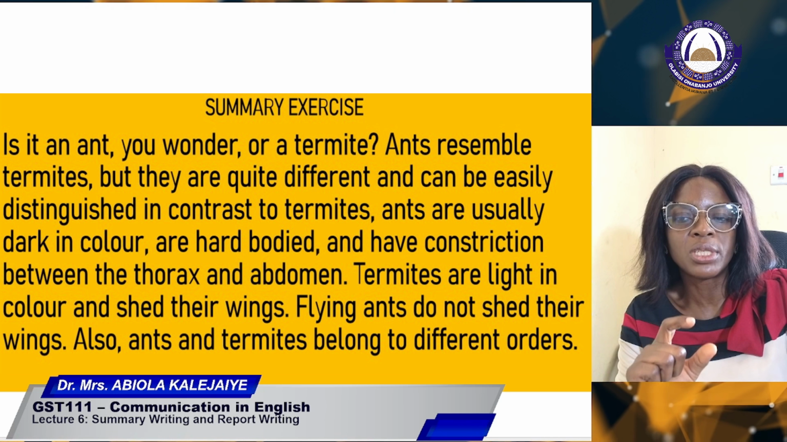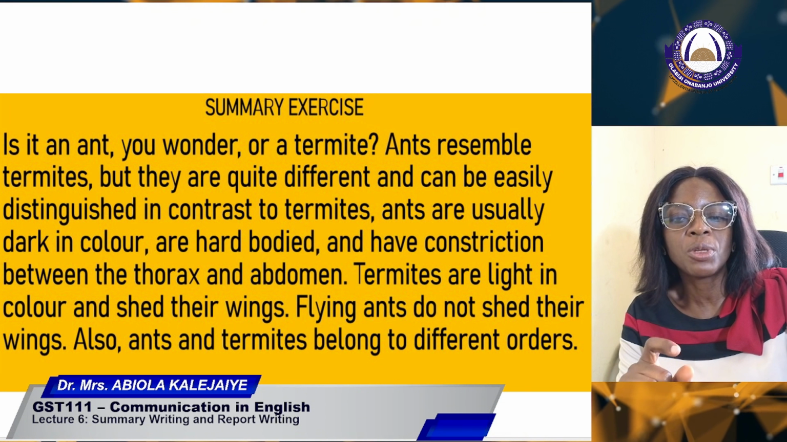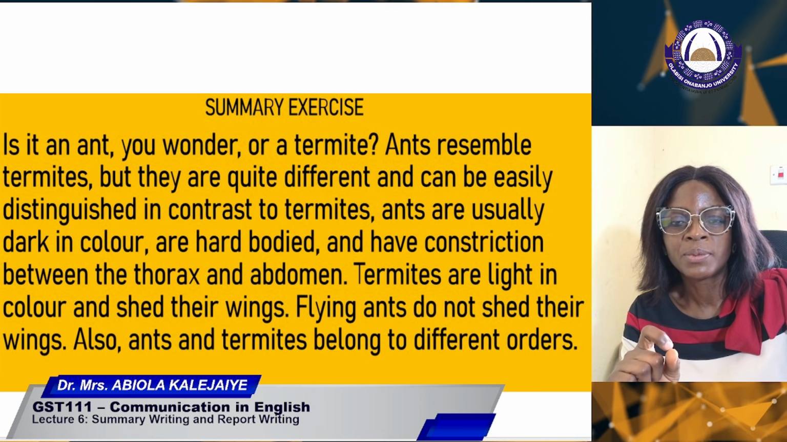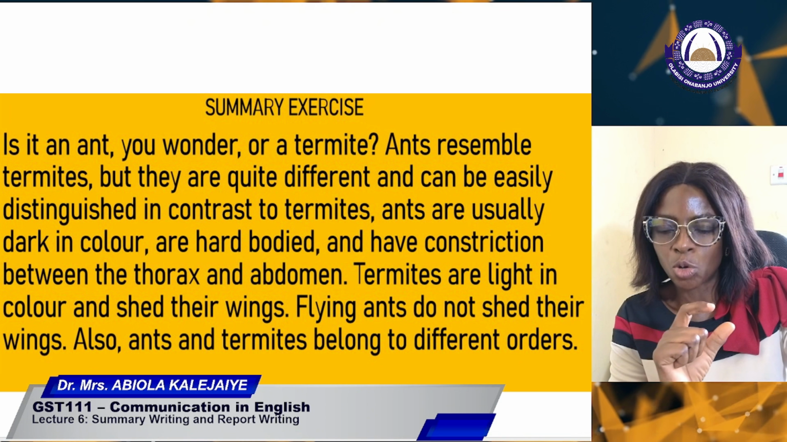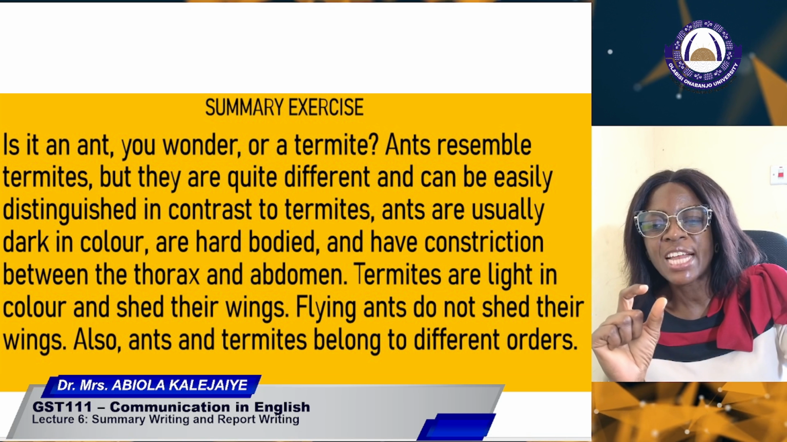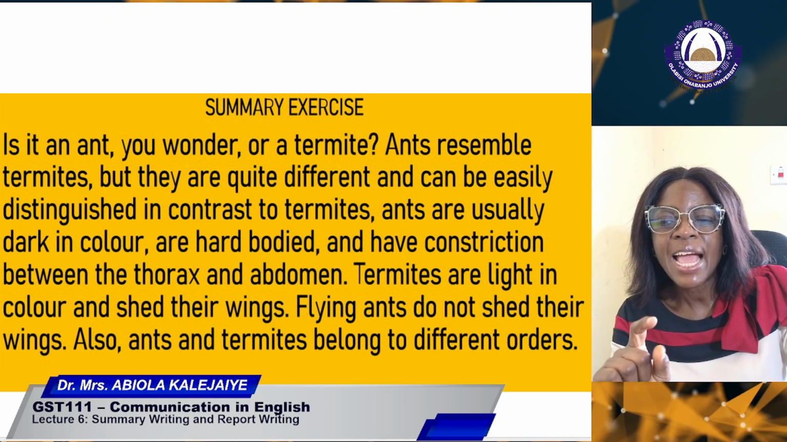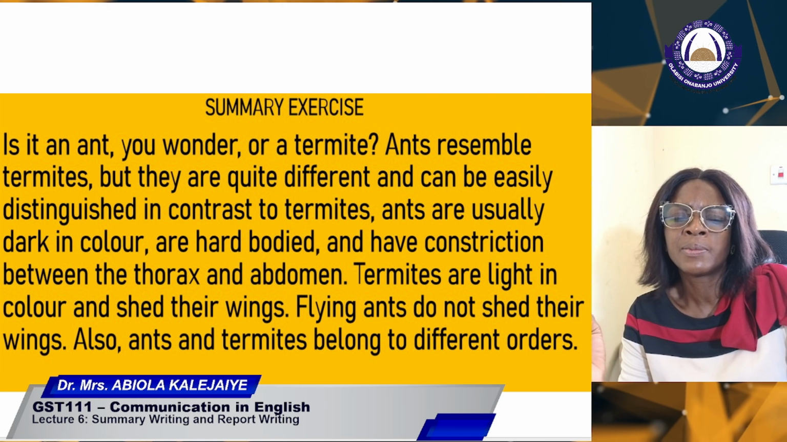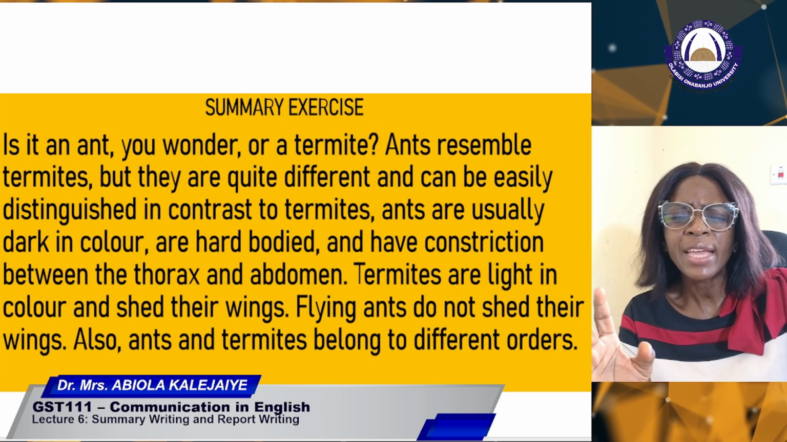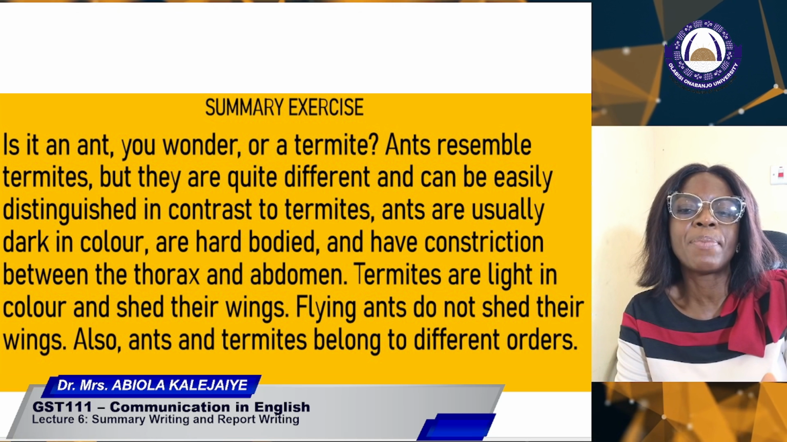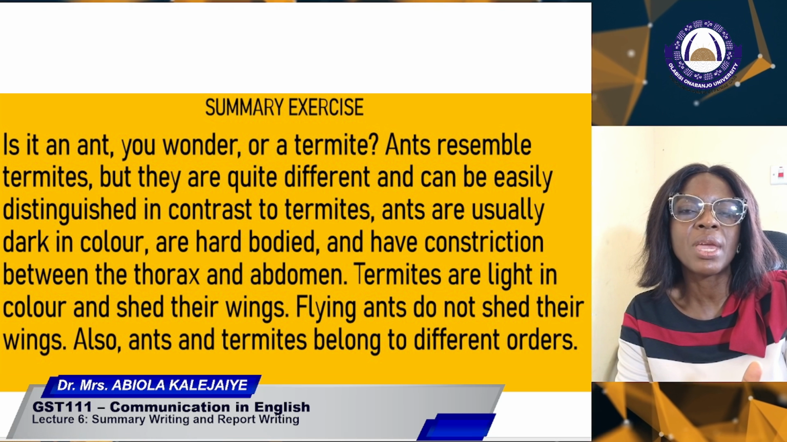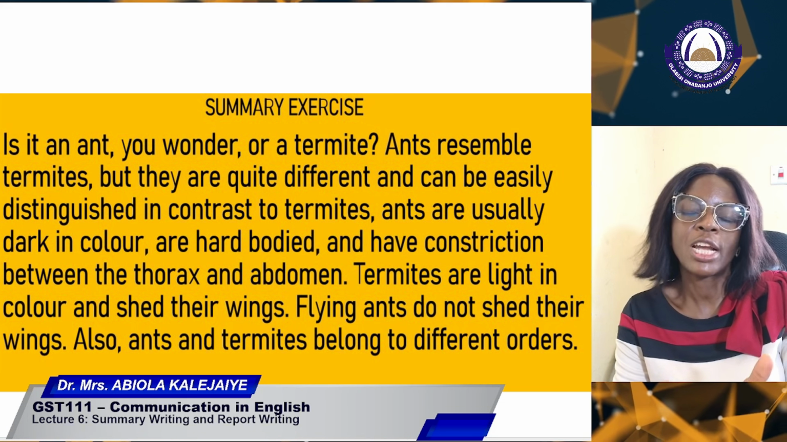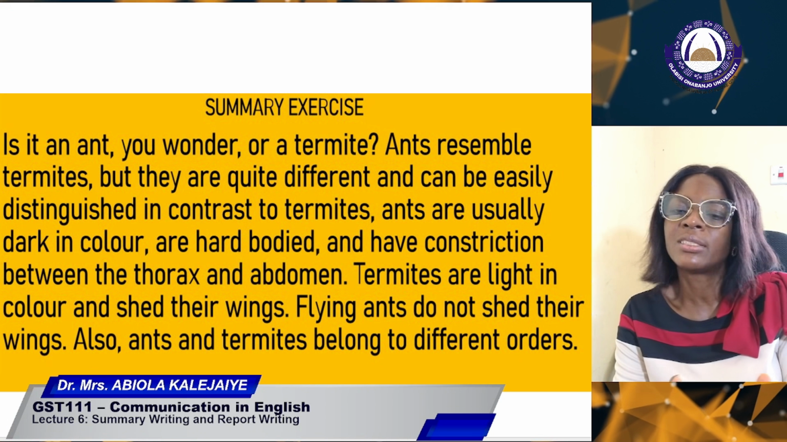Ants are hard-bodied and they have a constriction between the thorax and the abdomen. Termites are light in color. They shed their wings. Flying ants do not shed their wings. Also, ants and termites belong to different orders. Okay, now we see that in that particular passage, we are trying to make a comparison between an ant and a termite.